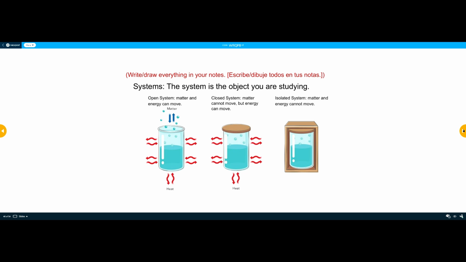And lastly, we have an isolated system. An isolated system is where not only is there a lid, but there's some sort of material covering the system or the container so that there is no amount of energy going in and out, and the matter cannot also go in and out. The most common example of this is styrofoam.